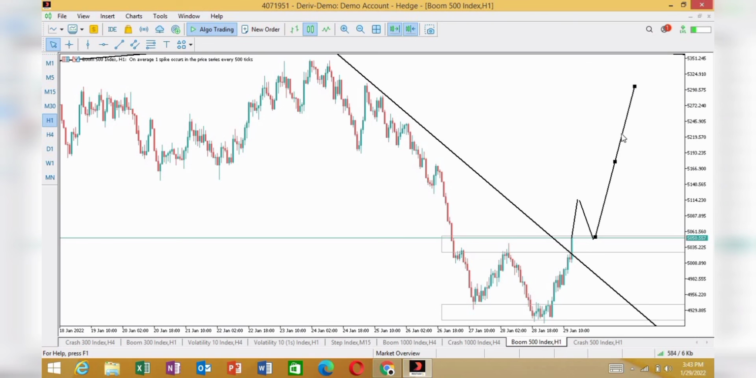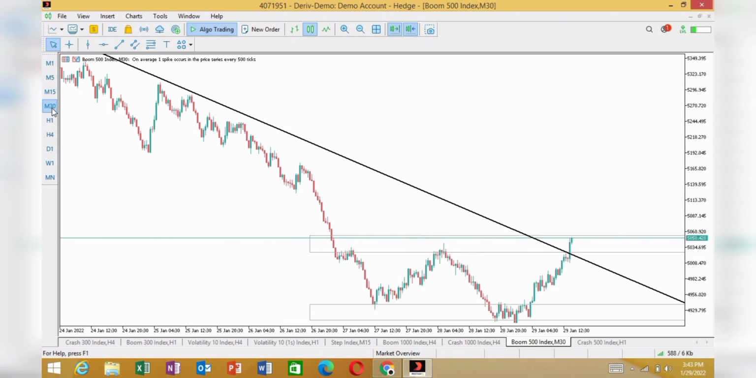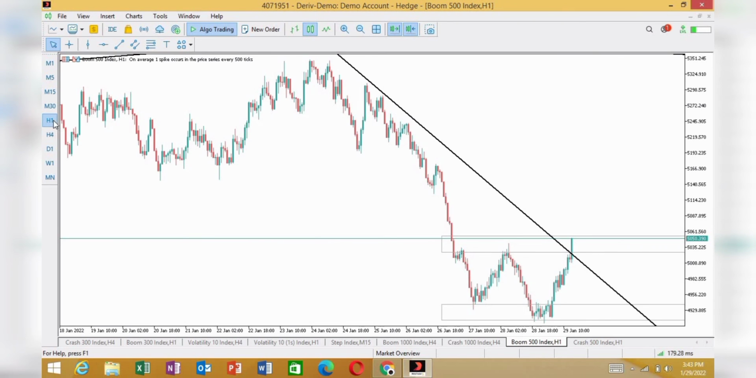But mind you, I'm still looking out for a sell entry. If this current H1 candle can close giving me a depletion, that is an indecision candle, then I'll scale down to my 15-minute and start looking out for a double top or a tweezer top formation. That is that on Boom 500, guys.